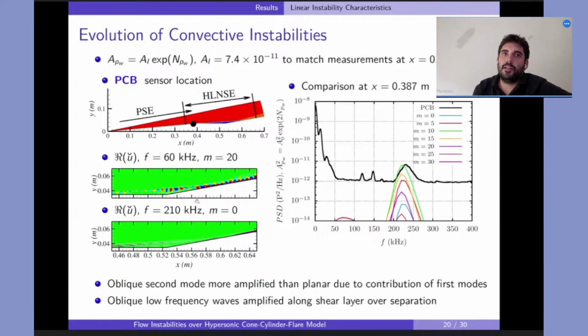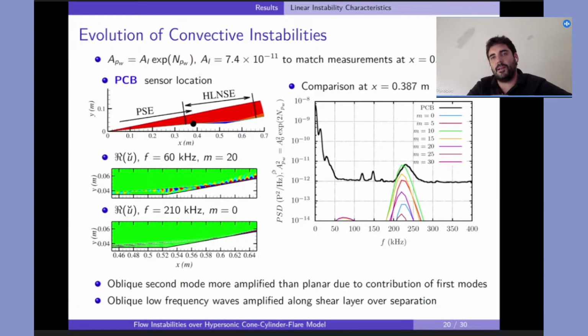Here on the left, I have the real part of the streamwise velocity of these perturbations, so we can see how they evolve through the separated region and then in the reattachment. So here, we are just focusing on the cylinder and flare region with the separation. This is for 60 kilohertz with an azimuthal wave number of 20, so a three-dimensional perturbation. And this is a two-dimensional perturbation, m equal to 0, with a frequency of 210 kilohertz.